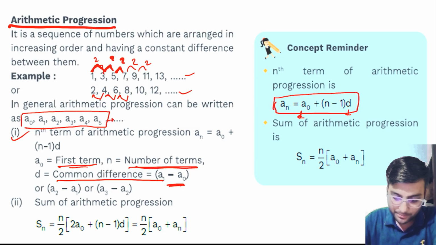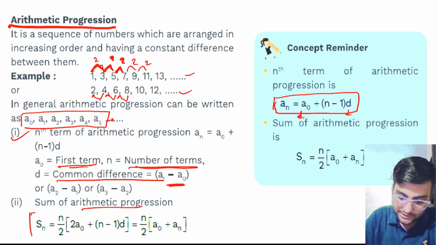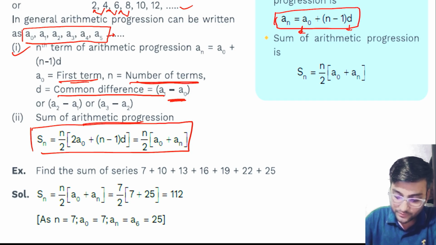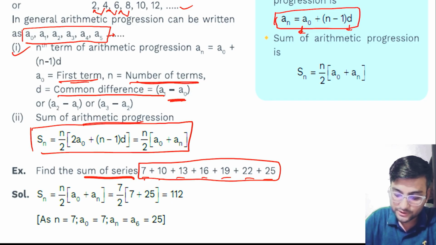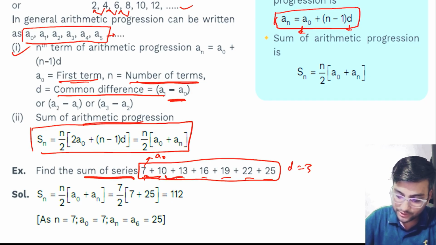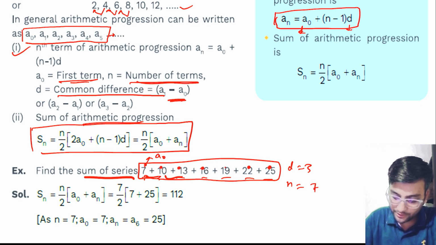Now here, for the sum of a series, the formula is Sn equal to this value. This is also a very important formula. Suppose one question is there: the sum of the series 7, 10, 13, 16, 19, 22, 25 is given to you, and they ask what the sum of this series will be. So here the first term is 7, and the common difference is how much? 3. Everywhere d is equal to 3 here, and n is equal to 1, 2, 3, 4, 5, 6, 7. 7 terms are there.